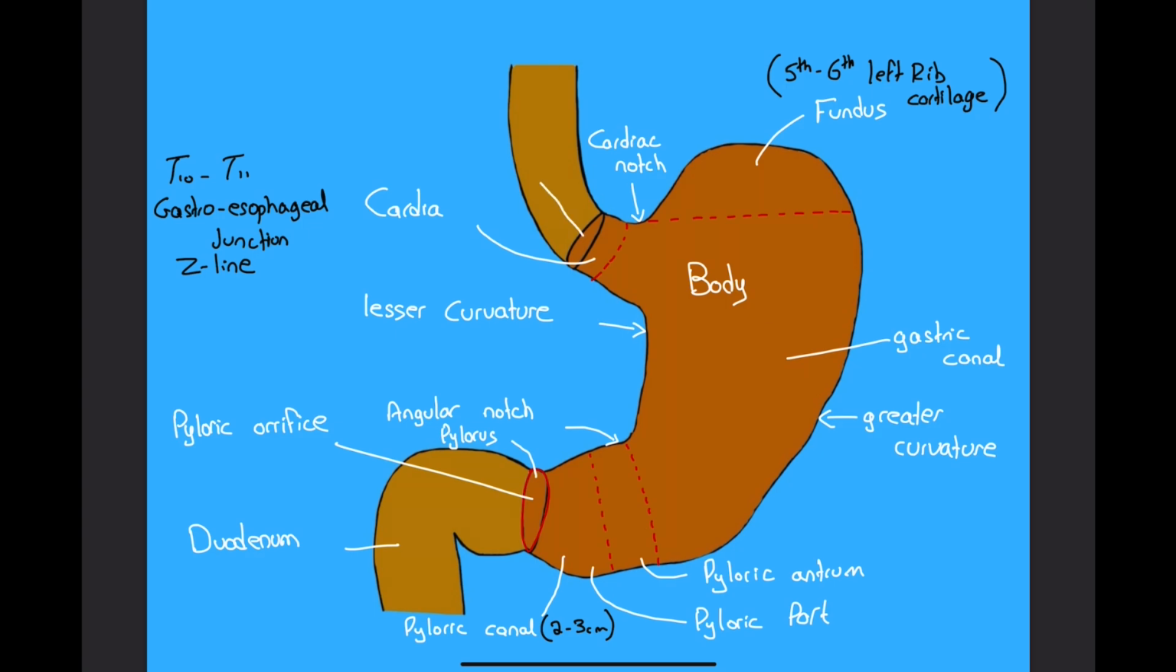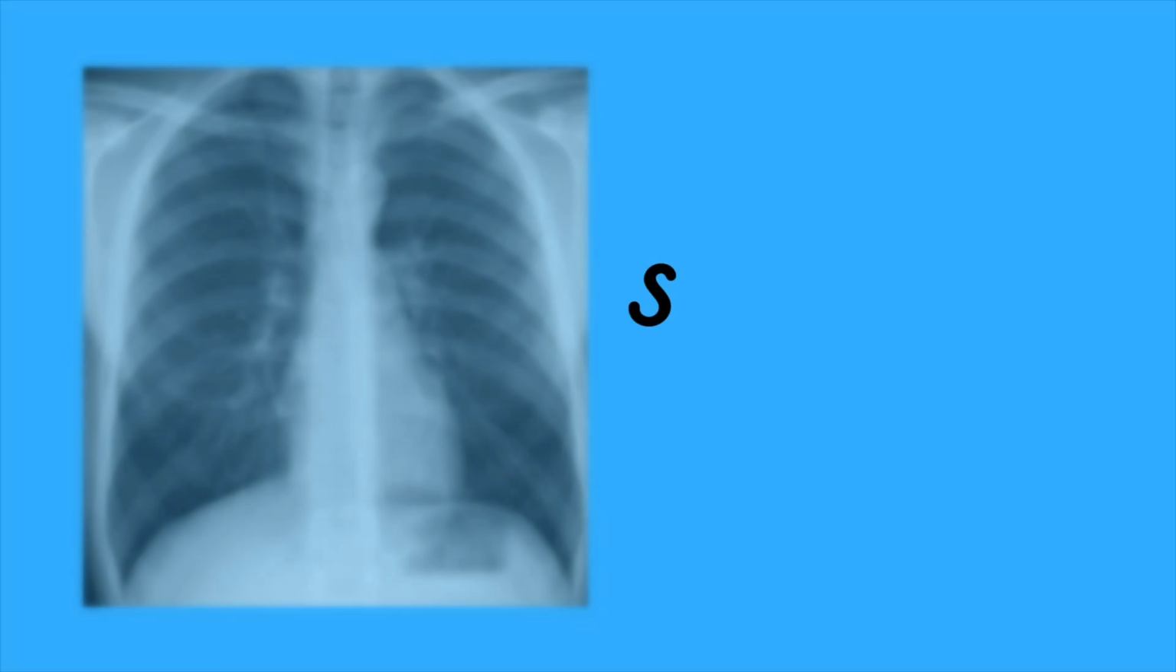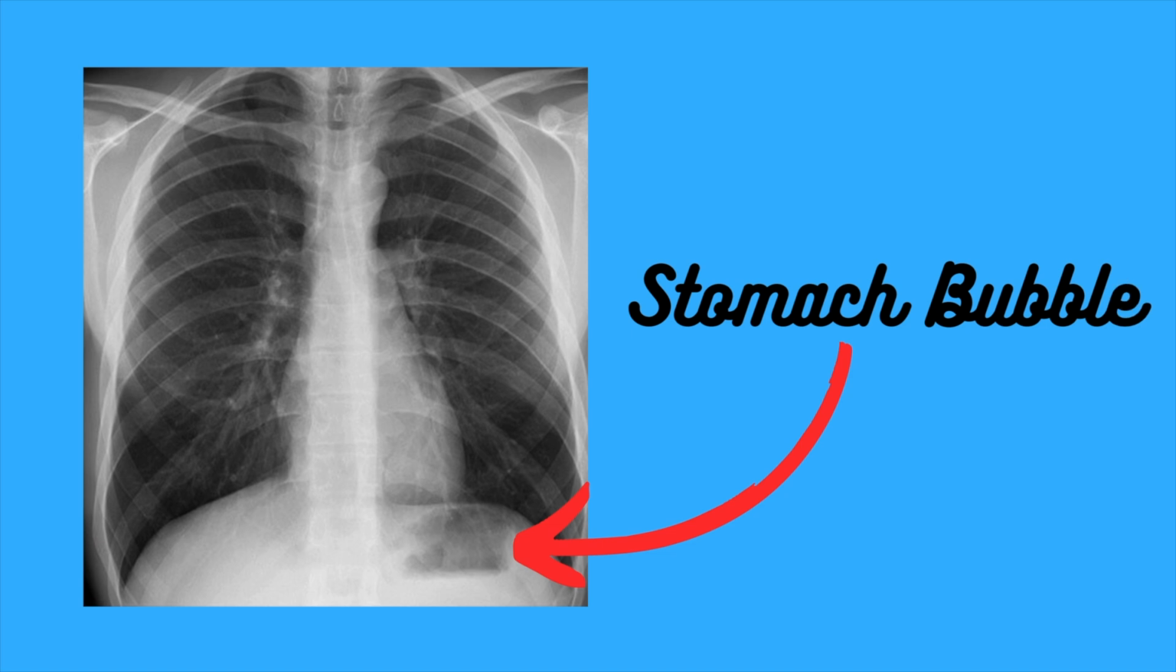Moving to the last part of this video, we will go through the internal parts of the stomach. The esophagus meets the stomach through the cardial orifice. It forms the Z-line or dentate line. The fundus contains the swallowed air, forming the stomach bubble, as you can see in this X-ray.